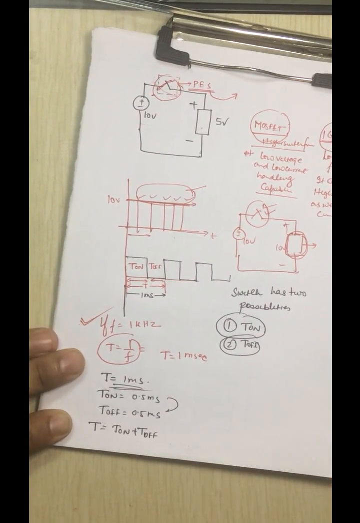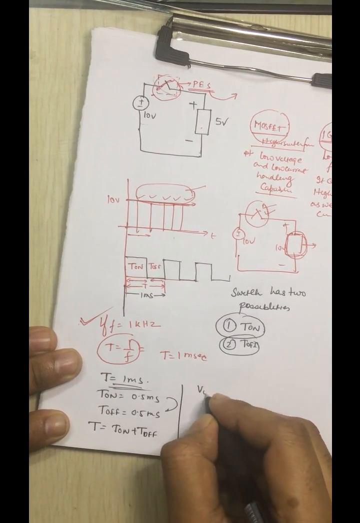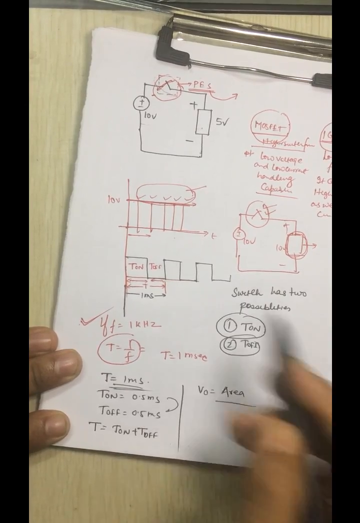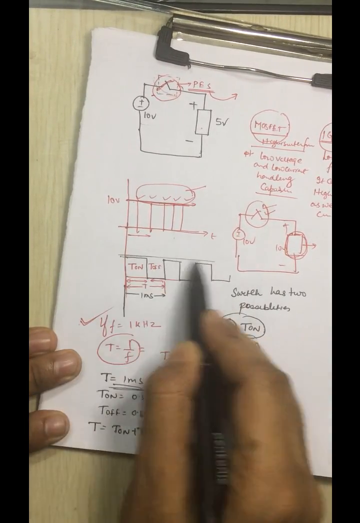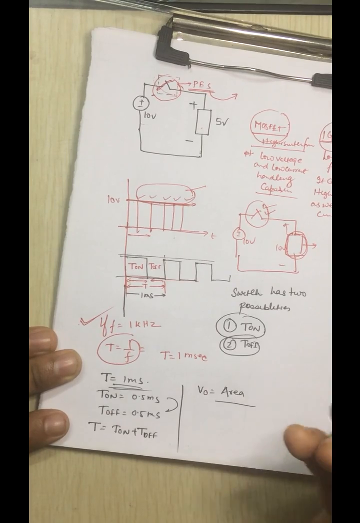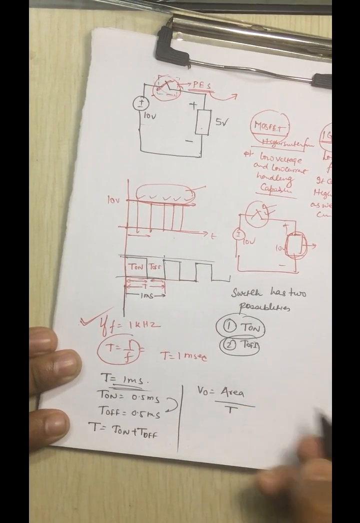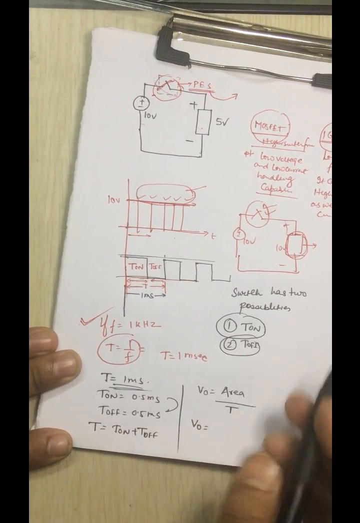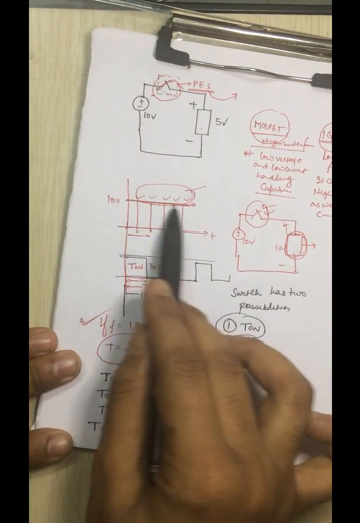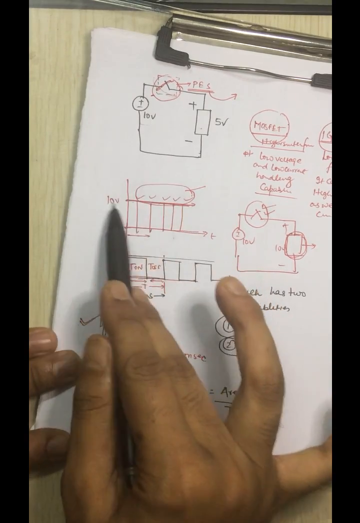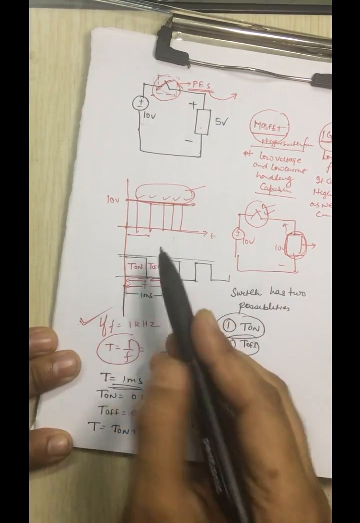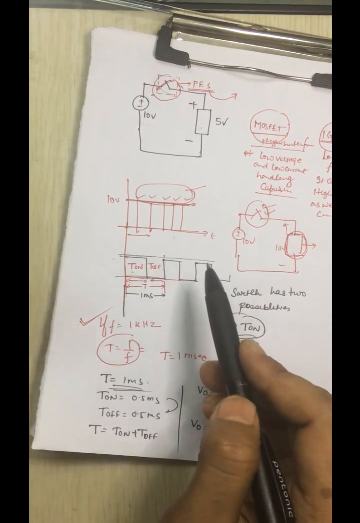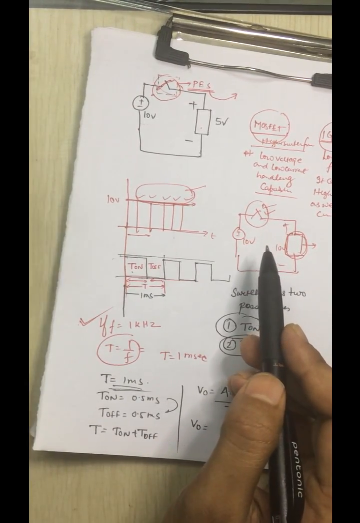Now we know that the output is nothing but the area upon the time period, because there is some area over there. The area by the time period gives the average output voltage. Because this is a constant waveform with respect to time, there is no change in the output waveform. But here, with the help of the switch, we are making the switch on and off.